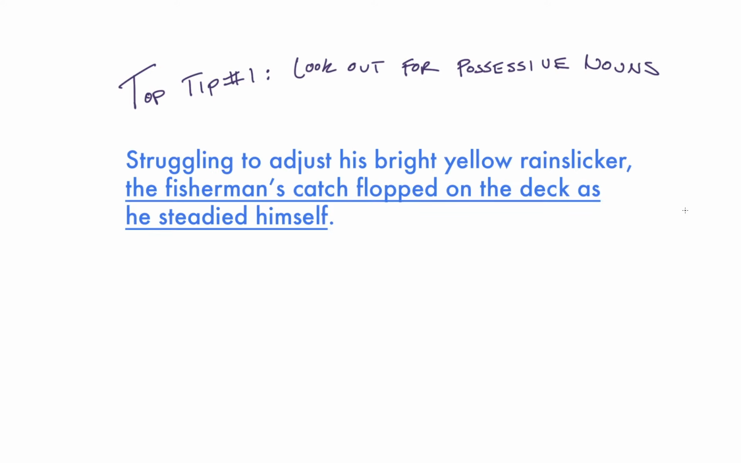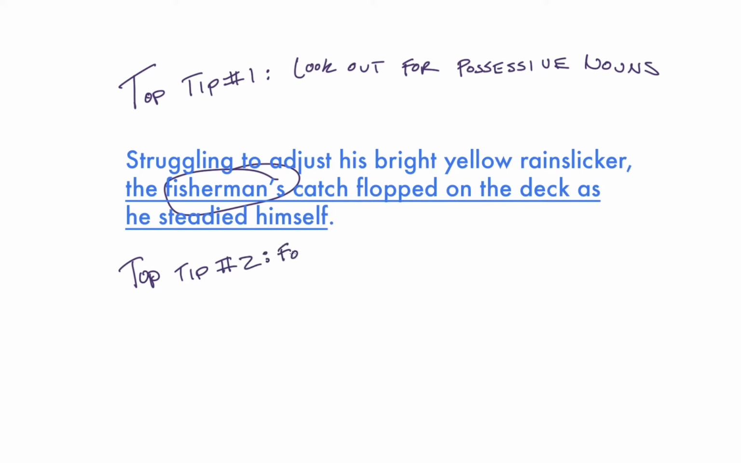Top tip number 1, look out for possessive nouns. Struggling to adjust his bright yellow rain slicker, the fisherman's catch flopped on the deck as he steadied himself. You see, fisherman's here is being possessive. It's behaving like an adjective. And so that means that the first noun next to the introductory modifying phrase, struggling to adjust his bright yellow rain slicker, is actually catch, which is to say, a fish.